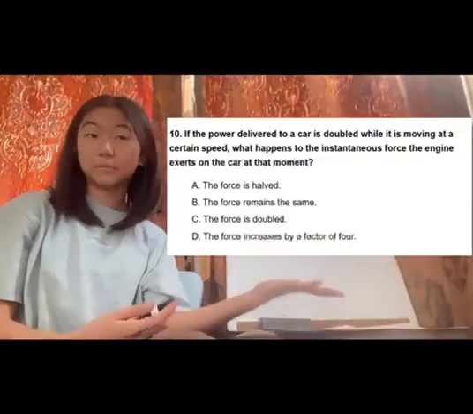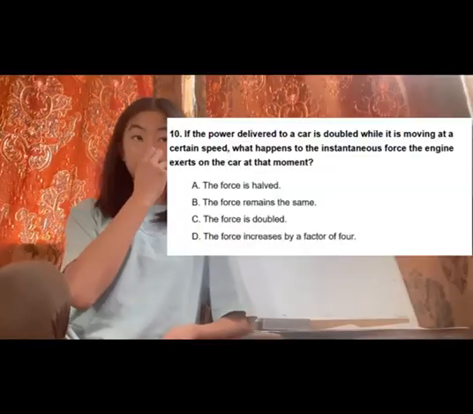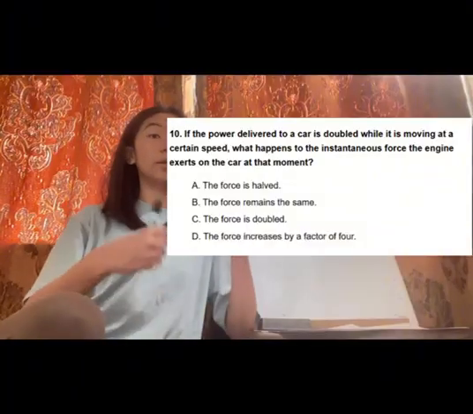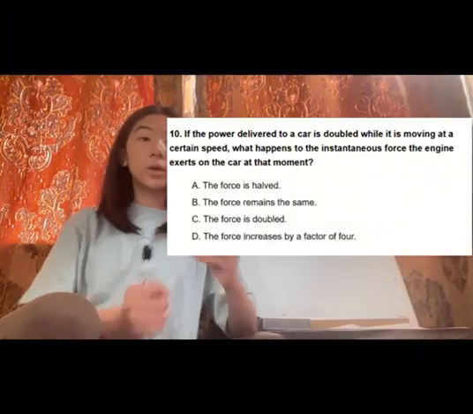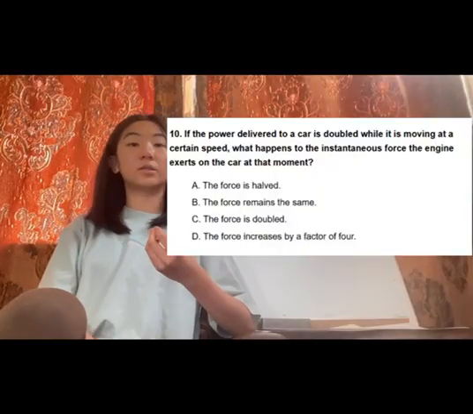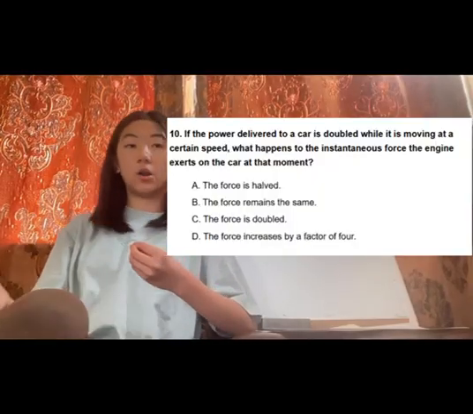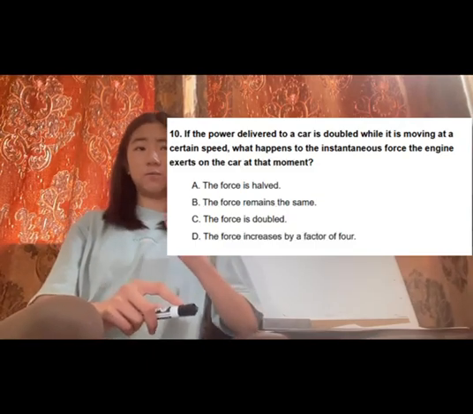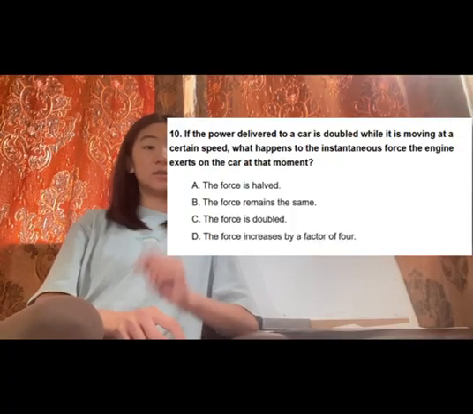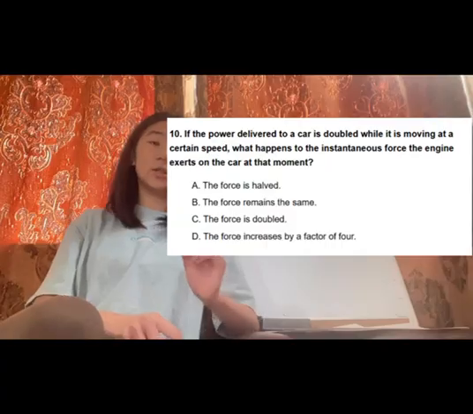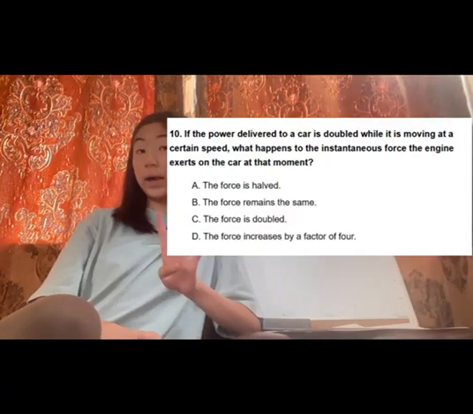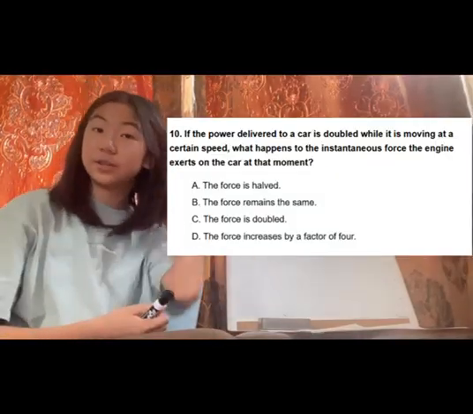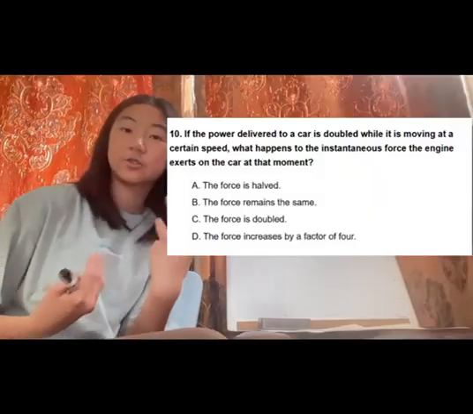This is the next problem, and now I'm going to read it off my computer. If the power delivered to a car is doubled while it is moving at a certain speed, what happens to the instantaneous force the engine exerts on the car at that moment? A, the force is halved. B, the force remains the same. C, the force is doubled. D, the force increases by a factor of 4. So, I read the question. You can now pause the video and come back to listen to my explanation to check your answers.